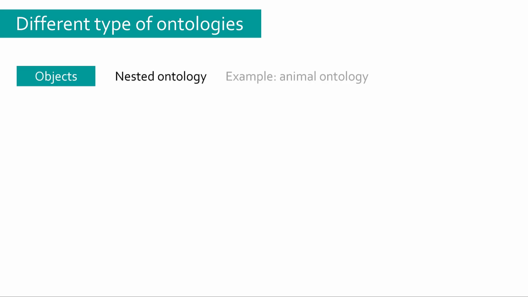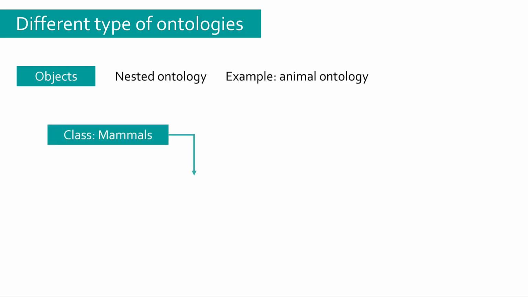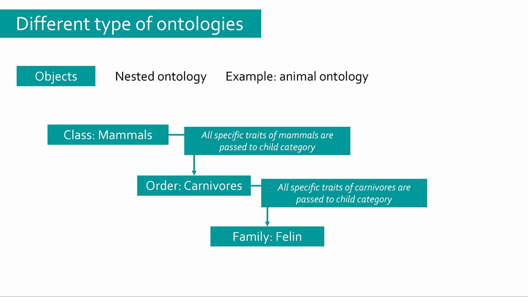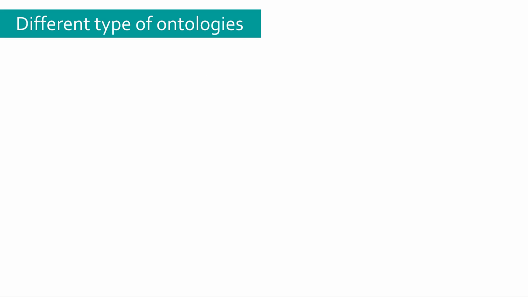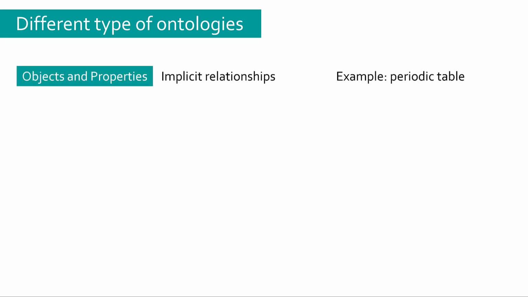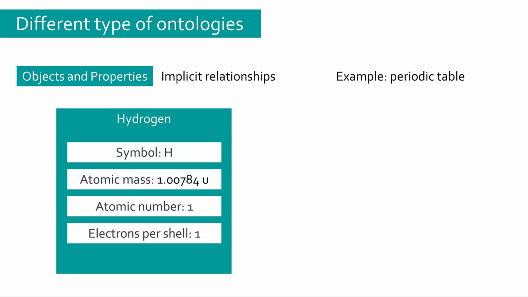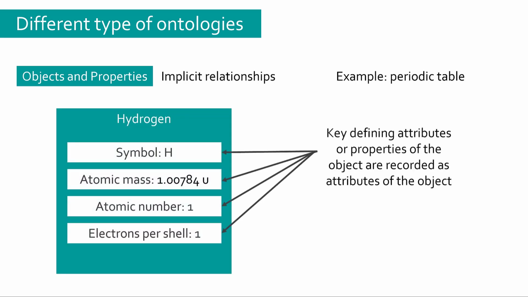As you may have noticed, different types of ontologies exist. One of the simplest types of ontology is object focus. Each object inherits properties and characteristics from the parent object. Another type of ontology is the object and property model. In this model, each object shares a common set of properties such as symbol, atomic mass, atomic number, or electrons per shell. What makes each chemical element unique is the value for each property.